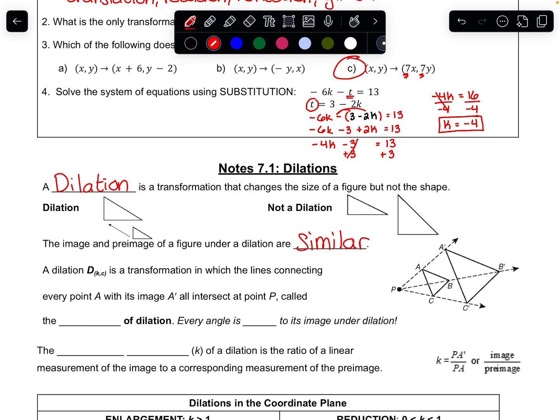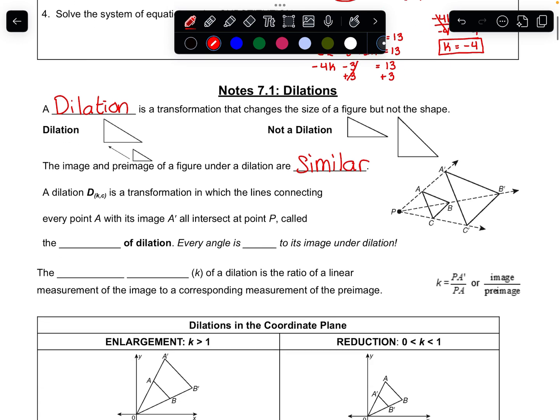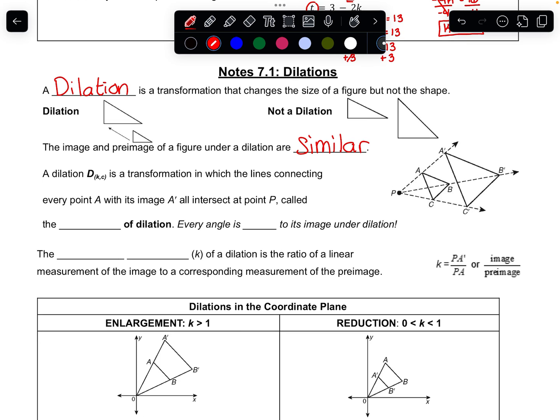Okay, a dilation, it's gonna be notated with a capital D, is a transformation in which the lines connecting every point A with its image A prime, so from the center of dilation, P, it can connect A and A prime. If you connect B and B prime, it's also going to pass through P, and if you connect C and C prime, it's also going to pass through P, that center of dilation. So P is called the center of dilation. Typically it's going to be at 0, 0.